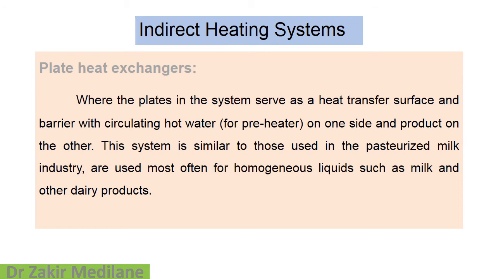In these plate heat exchangers, a plate is placed in between the tubes. On one side of the plate the material to be aseptically sterilized is placed, and on the other side the hot water is circulated. With the help of heat transfer, the material placed on the other side is sterilized by this method called plate heat exchangers.